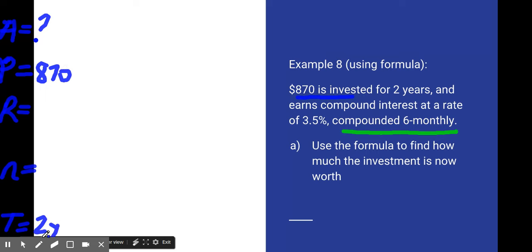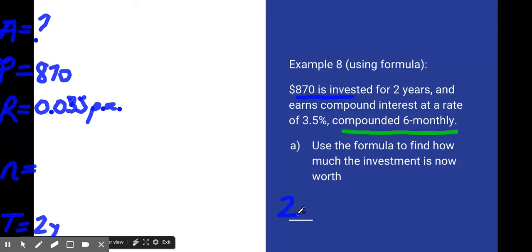At 3.5%, we could write that straight away, 0.035 per annum. So just keep in mind that's per annum. But it tells us it's compounded 6 monthly. So 6 monthly says that every 6 months it's compounded. So that's twice a year, 2 times a year.